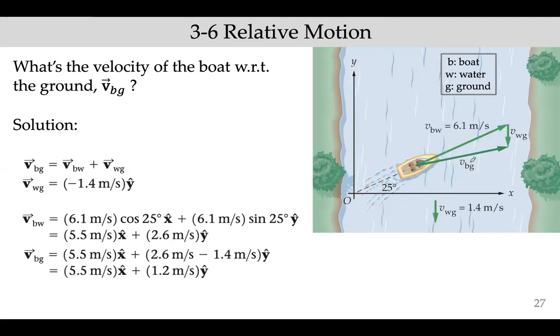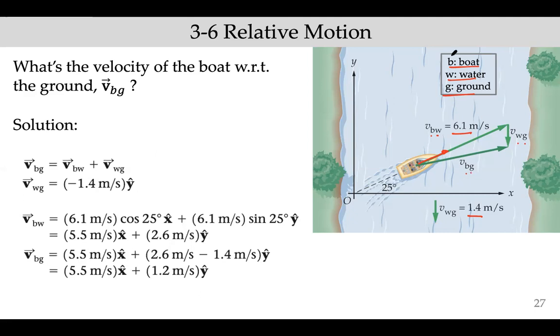Let's look at the indices again. B is for boat, W is for water, and G is for ground. So velocity of the boat with respect to the ground. If I ask you, what is your velocity? You would say, my velocity is 6.1 in this direction, that makes 25 degrees with the x-axis. Because if you're in the boat, you can only talk about your velocity with respect to the water. And the water velocity with respect to the ground is down, and it's 1.4. Now what's left is the velocity of the boat with respect to the ground.